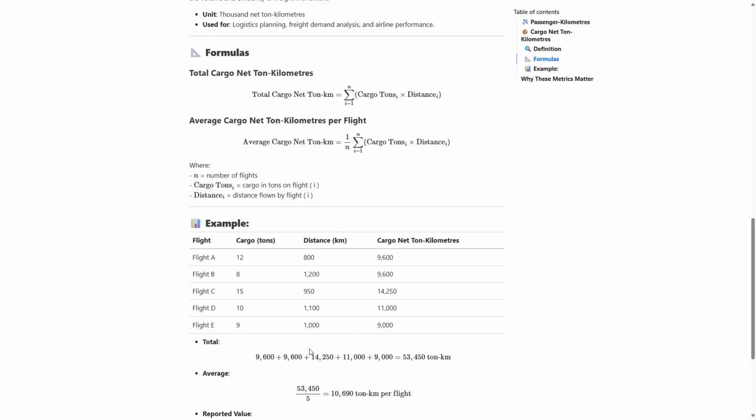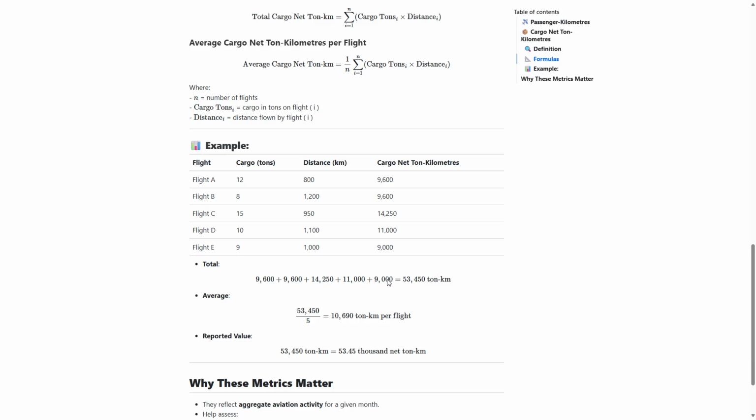So we have 5 flights. We add all these cargo net ton kilometers up, we get 53,000 plus some value there, and if you divide by 5, on average we have 10,690 ton kilometers per flight. That's the average value. And since the unit we use is in thousands, 1,000 ton kilometers per flight, we divide it by 1,000.